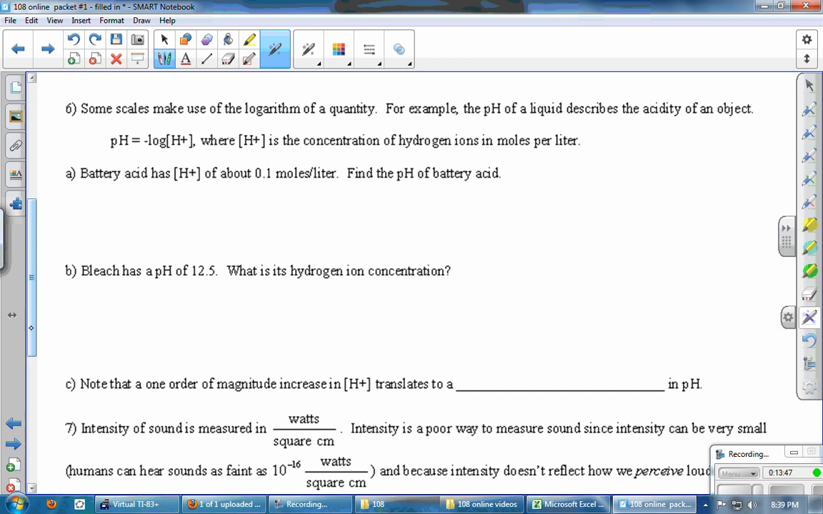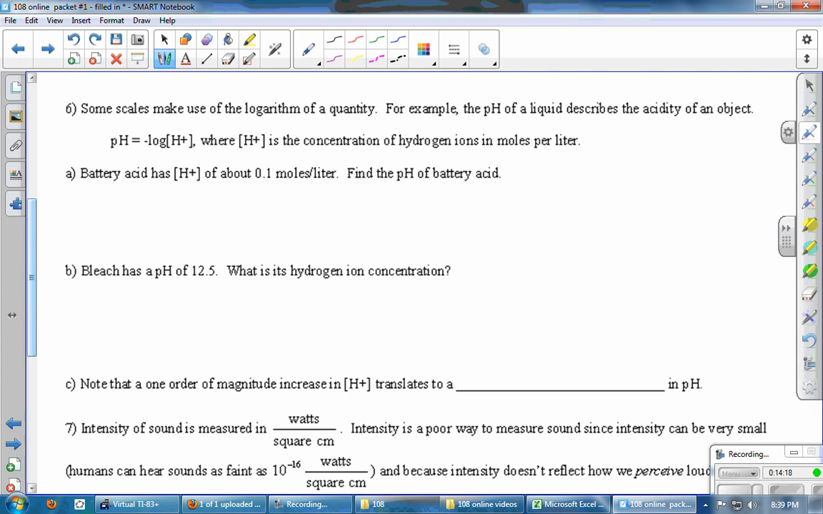Some scales make use of the logarithm of a quantity. For example, the pH of a liquid describes the acidity of an object. pH is negative log of H+, where H+ is the concentration of hydrogen ions in moles per liter. So if you've got a strong chemistry background, then a lot of those words will have meaning to you. If not, then they won't. It's not that big a deal. This isn't a class in chemistry, but I'm just trying to give you an example of a place where logs are useful outside of a math class. pH is certainly one such example.